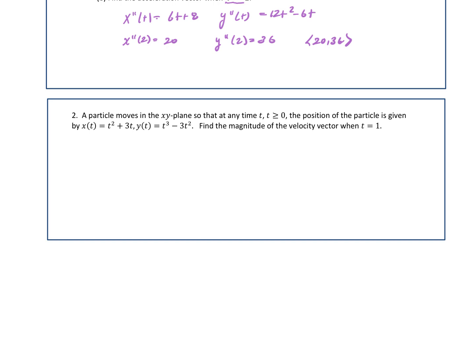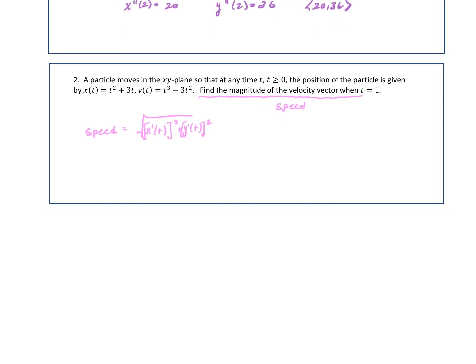All right, this one we've got particle moves, position, find the magnitude of the velocity. Okay, so this is just an indirect way of asking you for the speed. This is asking for speed. Okay, we know the formula for speed is going to be square root, and then it's going to be x prime of t squared, and then plus y prime of t squared, like that.